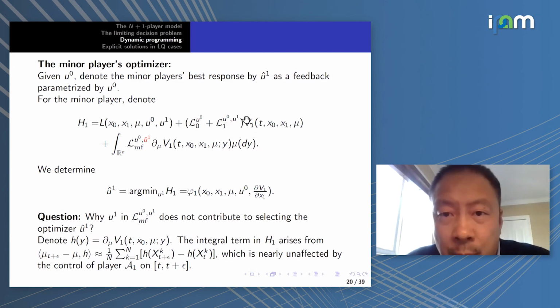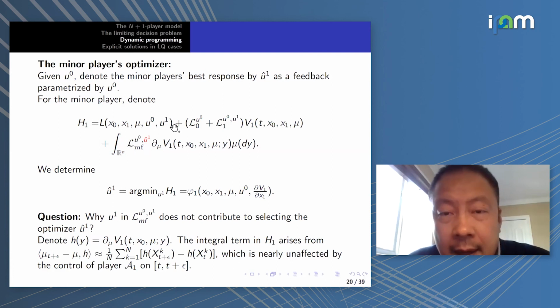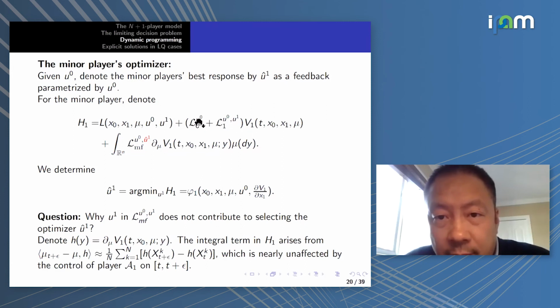Okay, the trick here is that U1 also appears in this mean field structure. We should protect this part. This is the forbidden territory. This minor player should not touch it. It optimizes the U1 appearing on the first line.